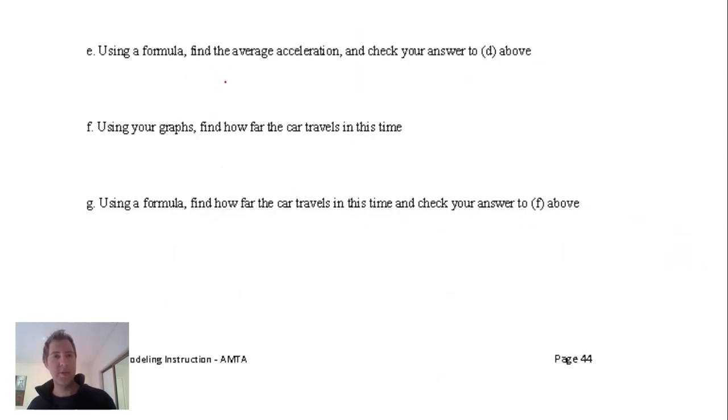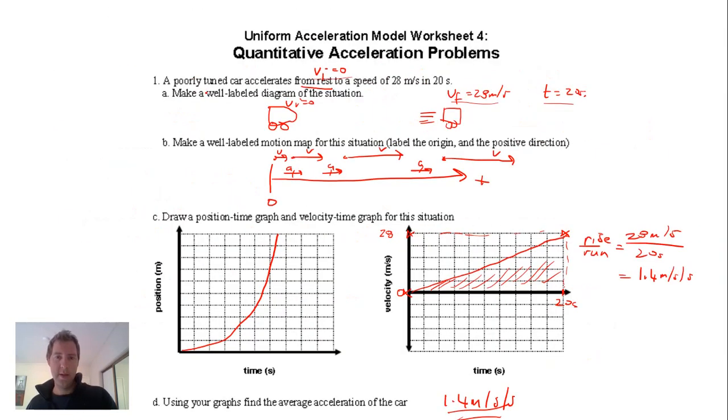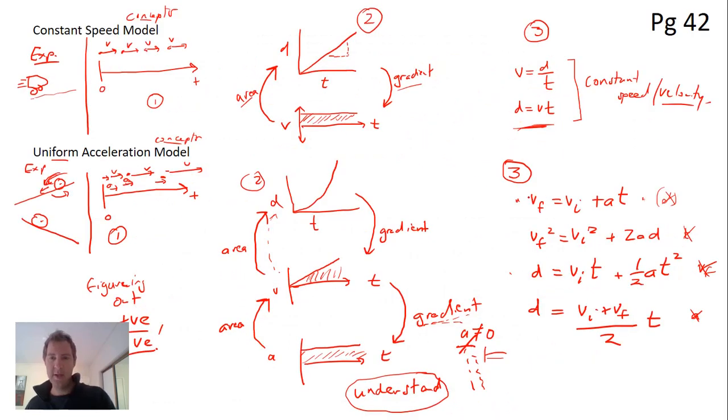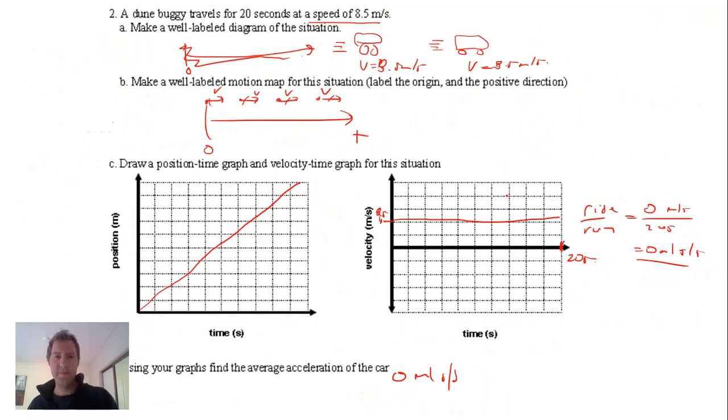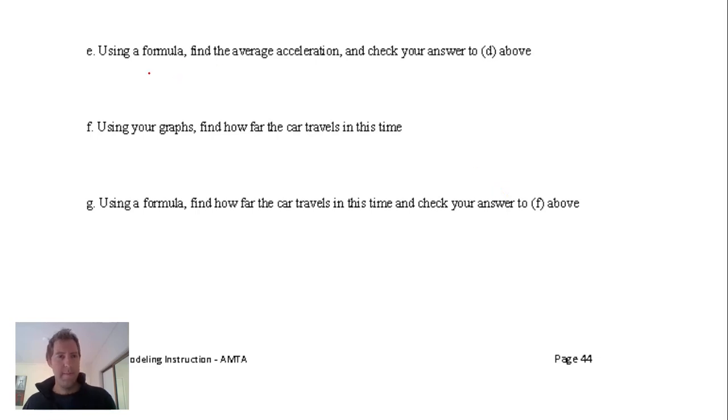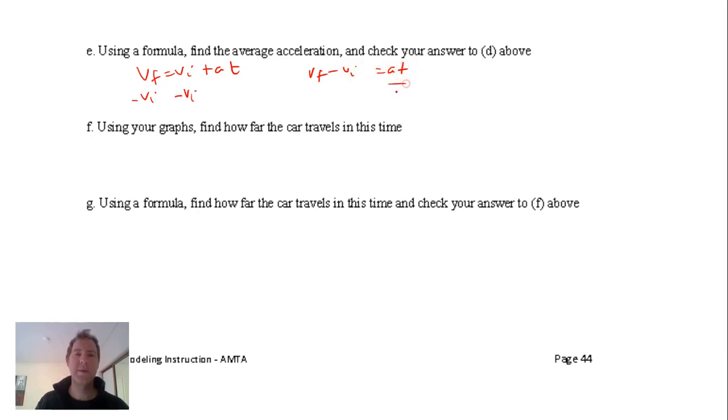Using a formula to do the same thing, to check your answer for D above. If I go back to this page 43, the formula, it's a constant speed. Well, it doesn't really tell the acceleration, does it? Let's use this first one here. I'll write it down for you. Vf equals Vi plus At. I want to work out A, so I'm going to minus Vi from both sides. I get Vf minus Vi equals At. Now I want to divide by T, get Vf minus Vi over T equals A.